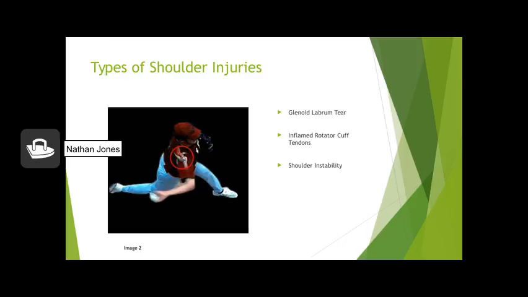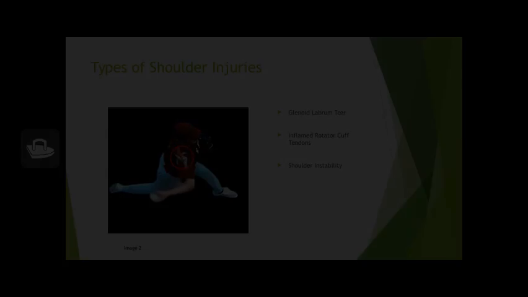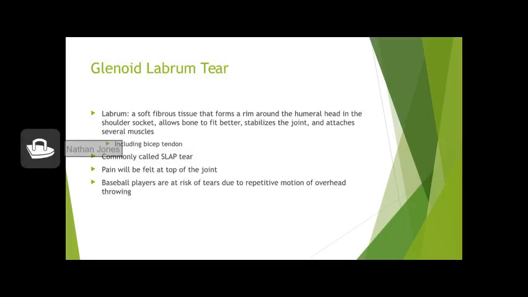There are many shoulder injuries in baseball, but three of the most common, and three that I hope to talk about today, are glenoid labrum tears, inflamed rotator cuff tendons, and shoulder instability. The first injury I'd like to talk about is the glenoid labrum tear. I actually suffered a labrum tear my senior year of high school and had to get surgery, so this issue is extremely important to me.